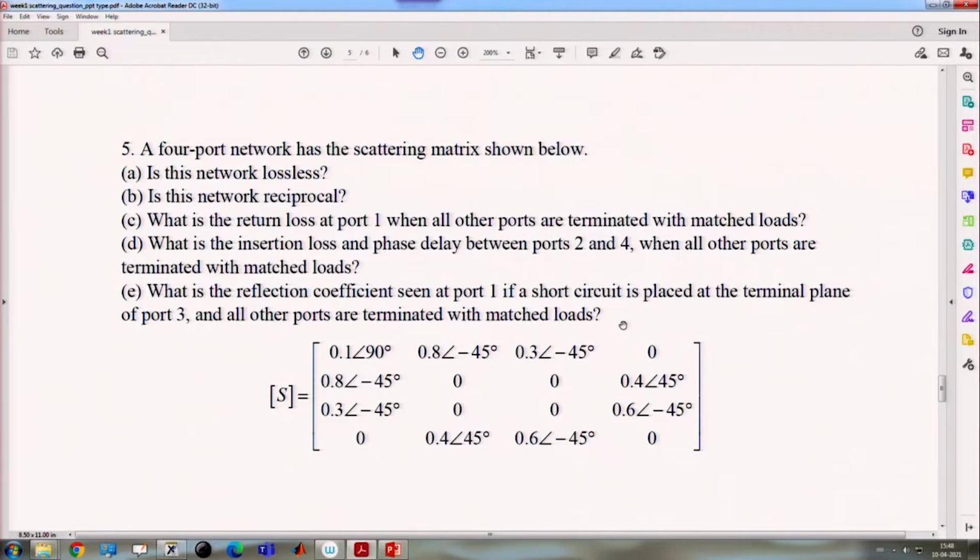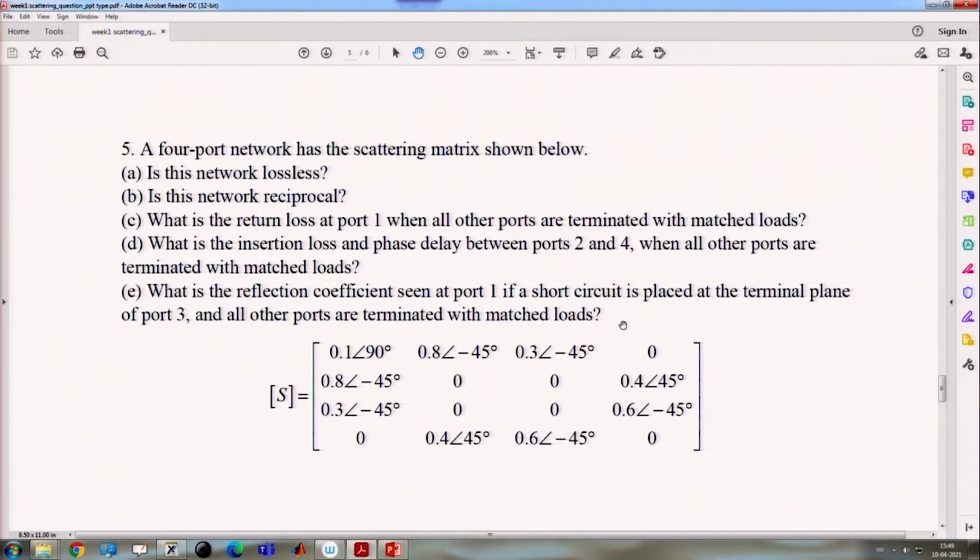That means insertion loss and phase delay between port 2 and 4 when all other ports are terminated with match load. Next part is what is the reflection coefficient seen at port 1 if a short circuit is placed at terminal plane of port 3. That means a short circuit is placed at port 3 and all other ports are terminated with match load. So, we will see them one by one.